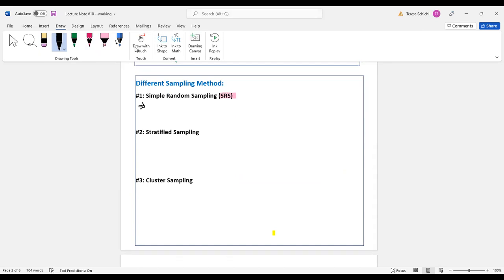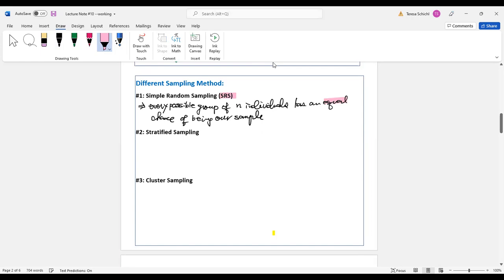For the simple random sample, that means every possible group of n individuals has an equal chance of being sampled. So the keyword here is equal chance.